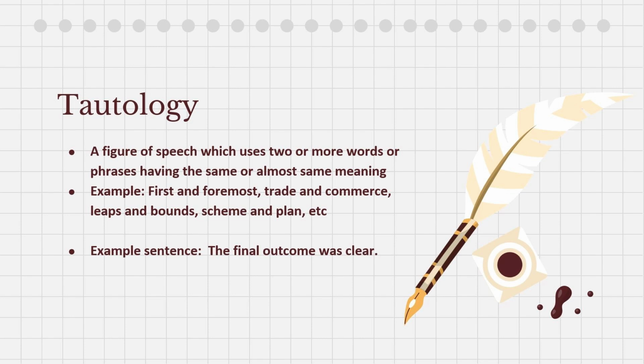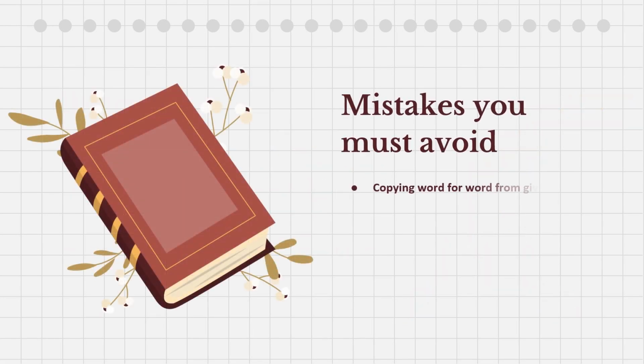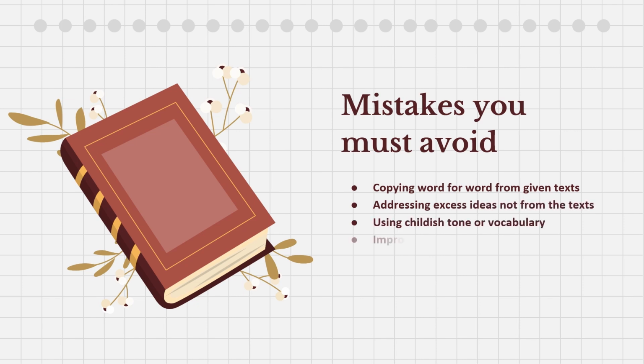Using such a style in a formal manner is unprofessional. However, in an informal setting like section B, it enhances your writing and makes it feel more vibrant. Feel free to research more on this topic. Moreover, phrases like null and void add emphasis, but be careful not to use too much tautology as it can feel verbose. Students often make these mistakes: copying word for word from the given text, addressing excess ideas that are not from the text, using childish tone or vocabulary, improper paragraphing, and excess use of a single literary device or devices.